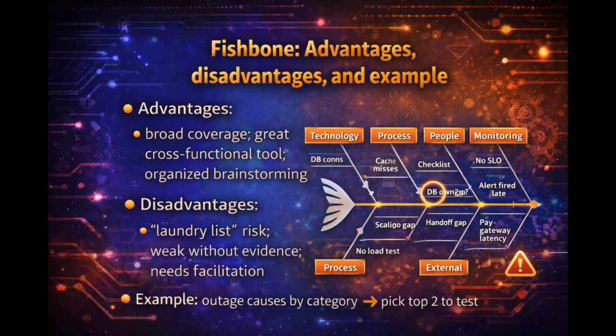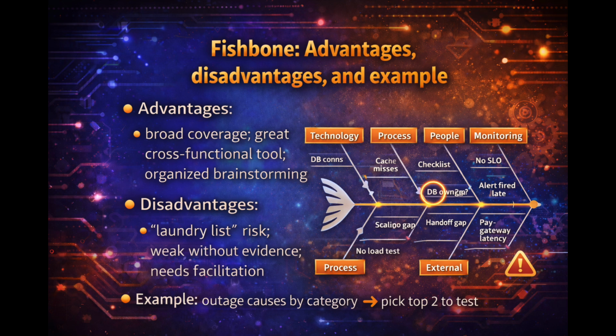Fishbone shines when the problem is messy and cross-functional. It forces you to look beyond the obvious technical failure and consider process, training, communication, vendor issues, and measurement gaps. It's also a strong meeting tool. Everyone can see the same map, and quieter team members can add causes without fighting for airtime.